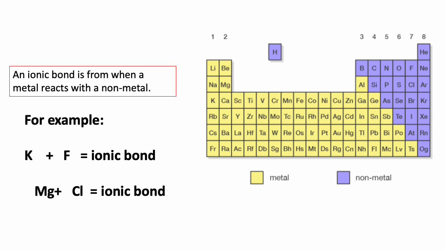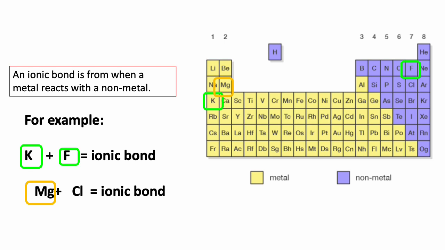Let's look at a few real examples. The definition of an ionic bond is a reaction between a metal and a non-metal. Metals lose electrons and non-metals gain electrons. Let's take potassium. Potassium is in group 1, so it has 1 electron on its outer shell. Therefore, it loses that electron. And fluorine has 7 electrons on its outer shell. It needs 1 more to have a full shell. Therefore, it gains that 1 electron.